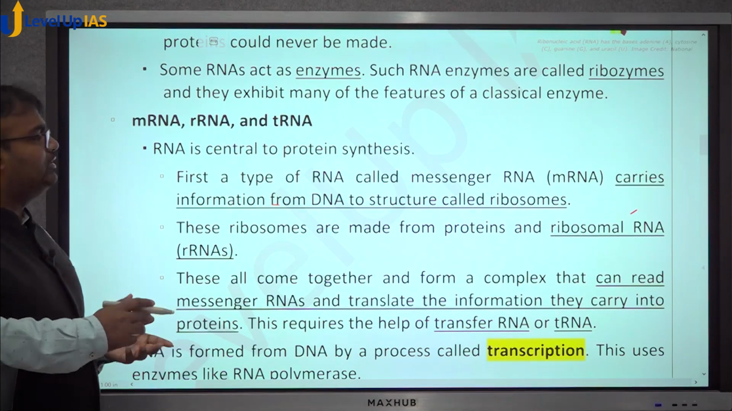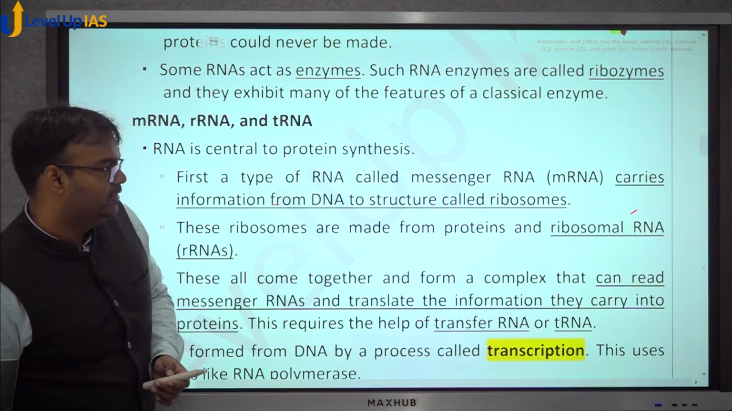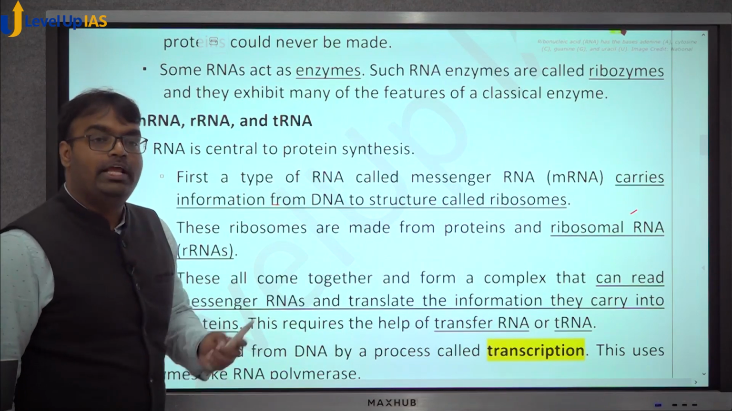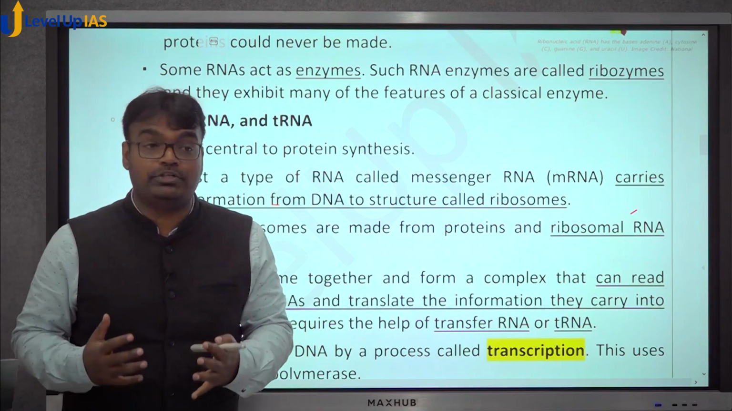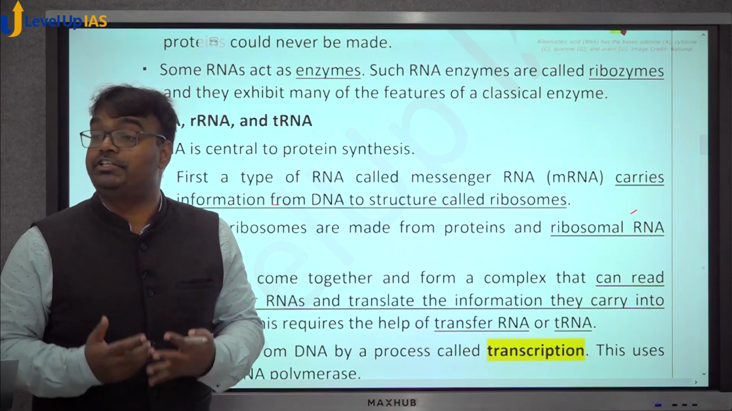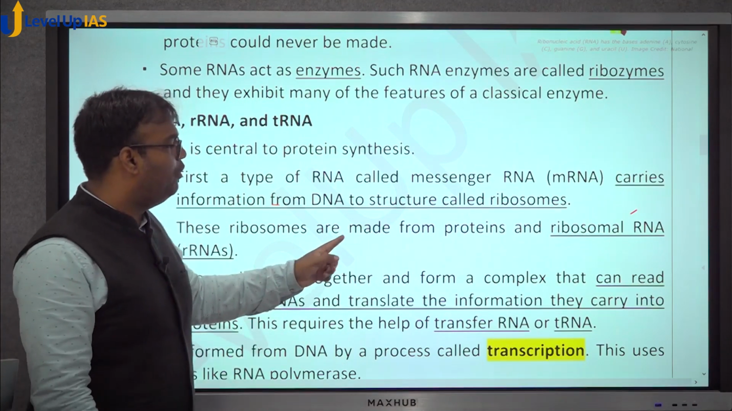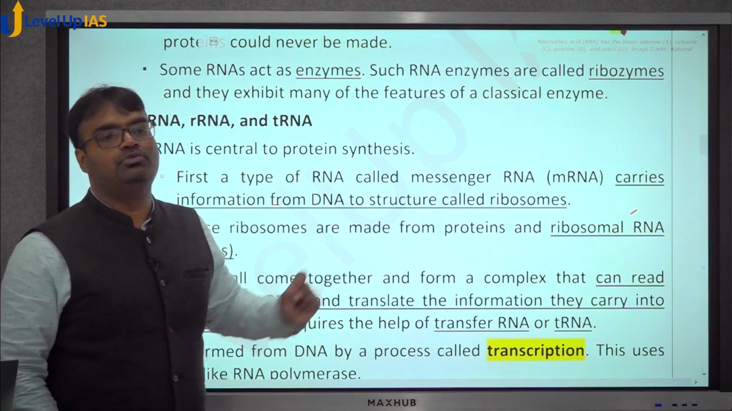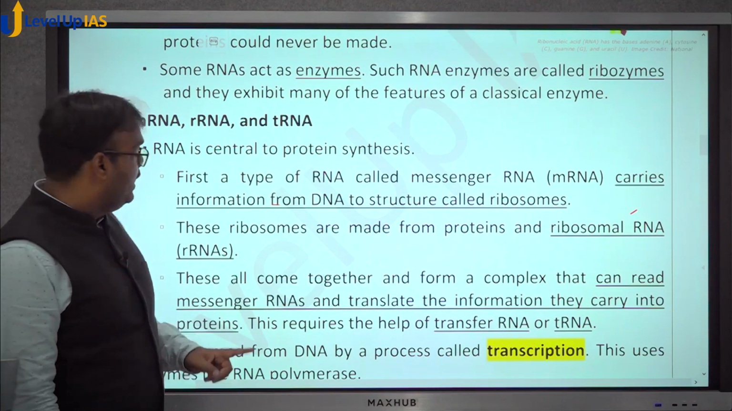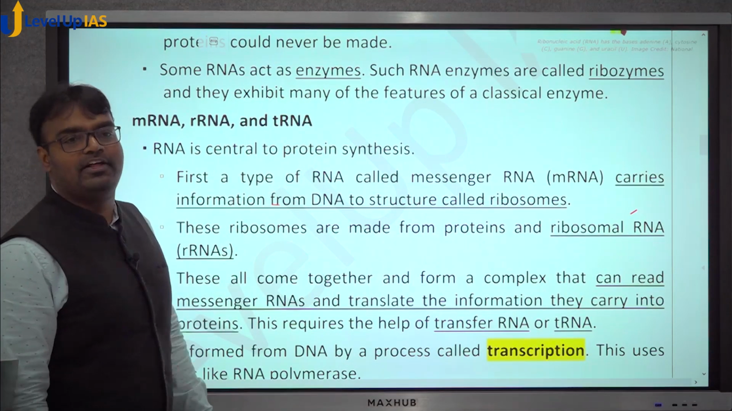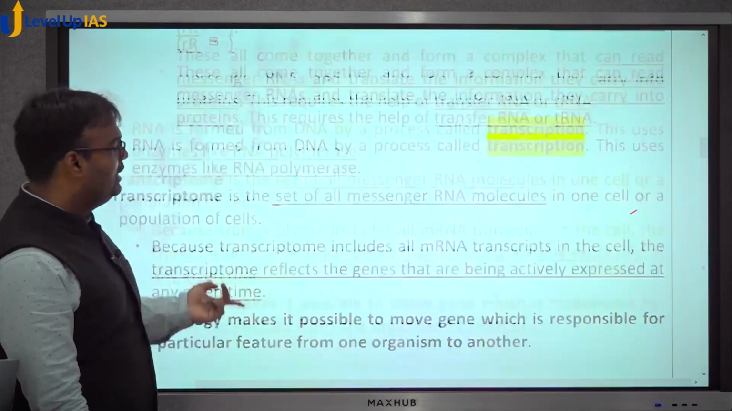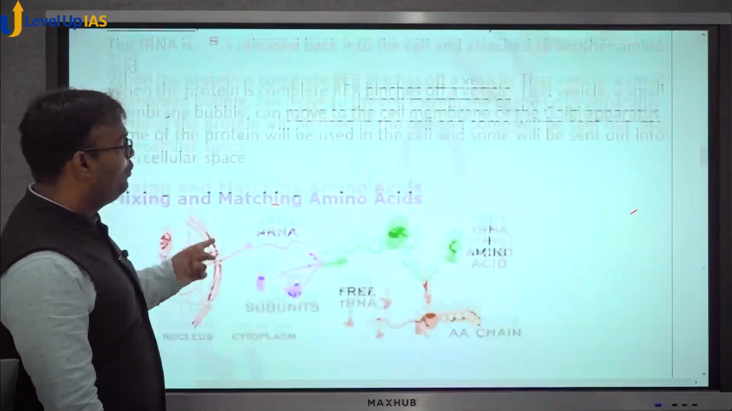rRNA is nothing but ribosomal RNA. तो ribosomes जिसे हम बोल रहे हैं something that makes protein, factory of protein, they are made up of some proteins and ribosomal RNA. Those are RNAs. Then there is tRNA, transfer RNA. What does it do? For this, let us first understand how protein is manufactured.